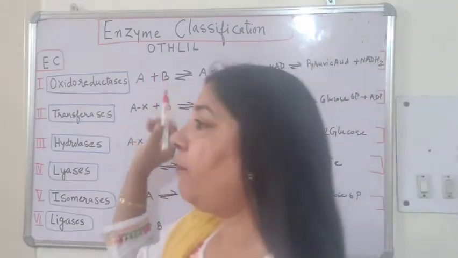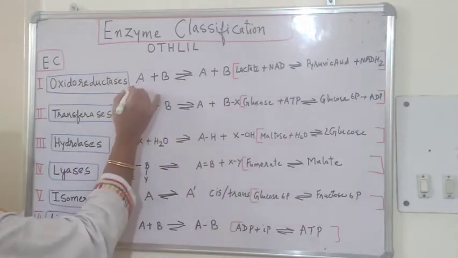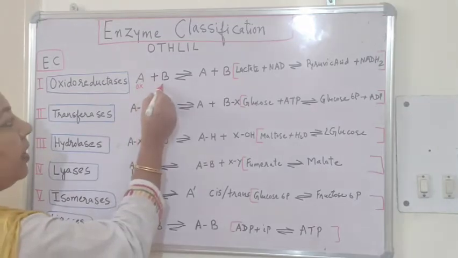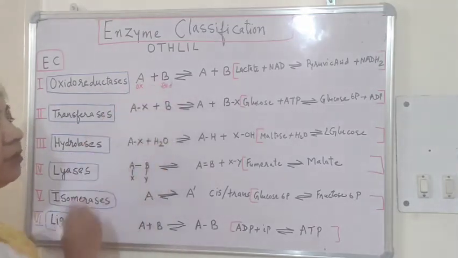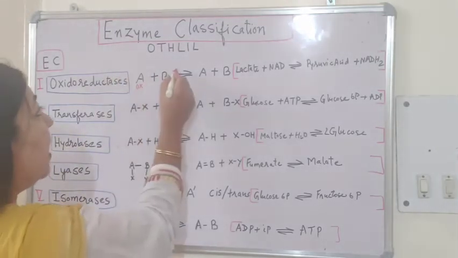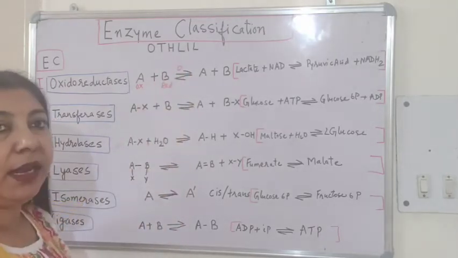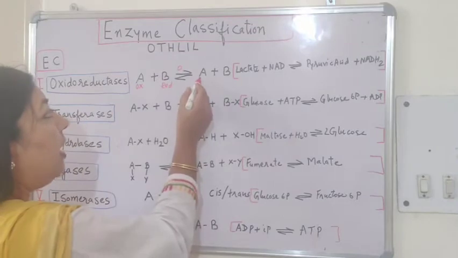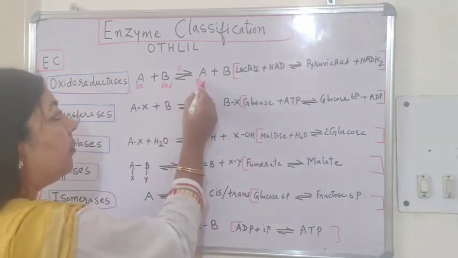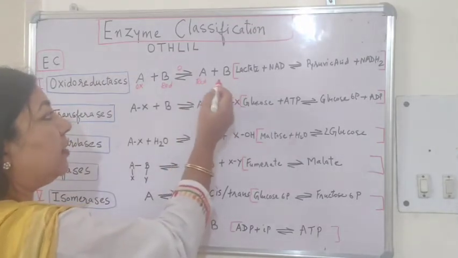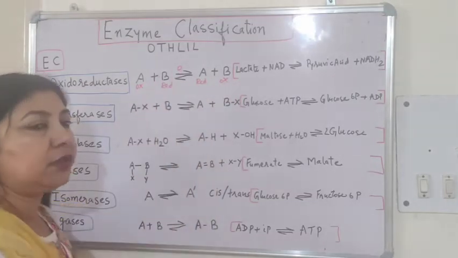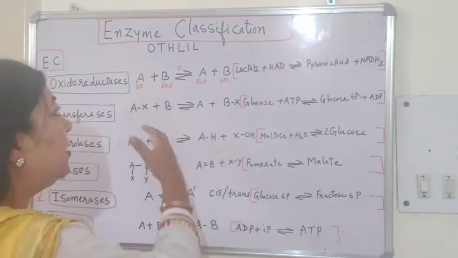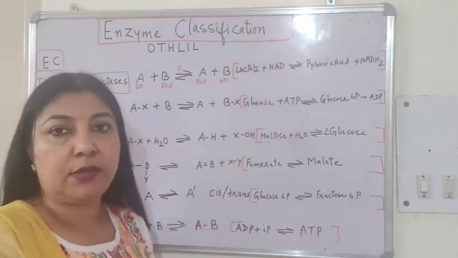For example, if there are two substrates, substrate A is in oxidized state and substrate B is in reduced state, then this enzyme oxidoreductase will catalyze in such a way that A becomes reduced state and B becomes oxidized state. So this is the first class which catalyzes the redox reactions.